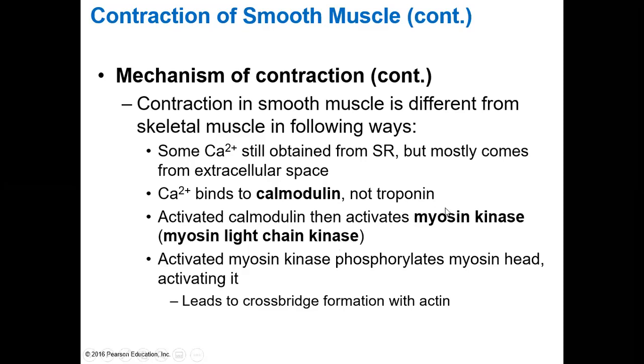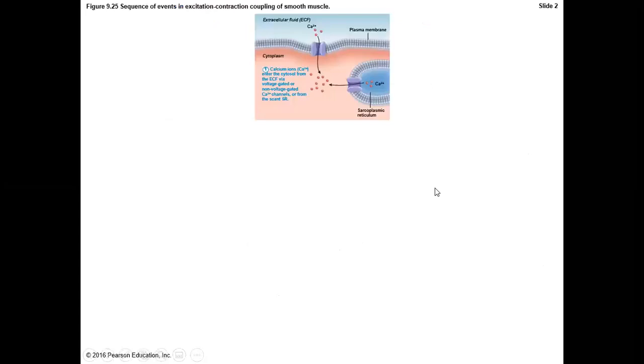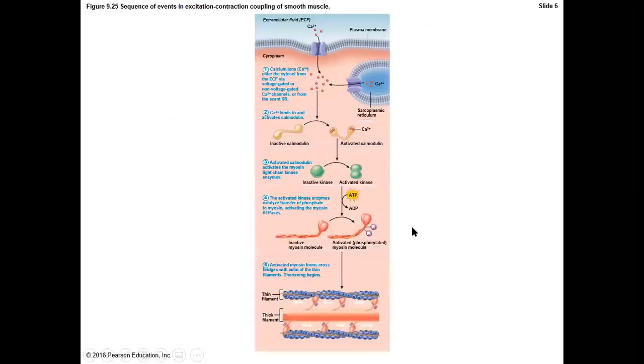The mechanism of contraction, I'm not super worried about you knowing for smooth muscle. I'm much more focused on you knowing skeletal muscle, but if you were interested, here is a series of steps for you to understand how the contraction works. It's similar, but it's different. Calcium floods in from the cytosol or the extracellular fluid, which is what ECF stands for, via voltage-gated or non-voltage-gated calcium channels, or from the scant sarcoplasmic reticulum. So you have multiple ways to get calcium into the cell.